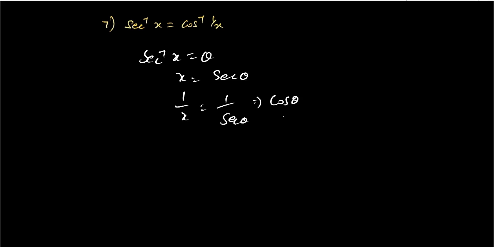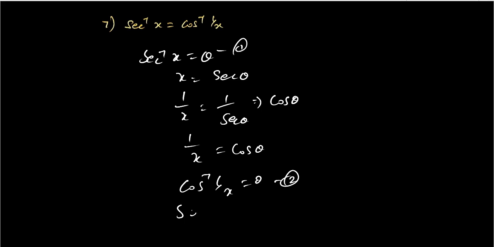1 by secant theta is cos theta. That means 1 by x is equal to cos theta. If we bring cos to the left hand side, so cos inverse of 1 by x is equal to theta. From the equation 1 and 2, which shows that secant inverse of x is equal to cos inverse of 1 by x.